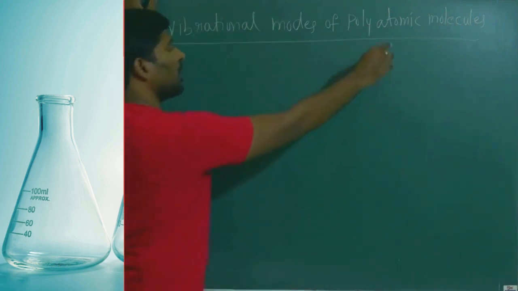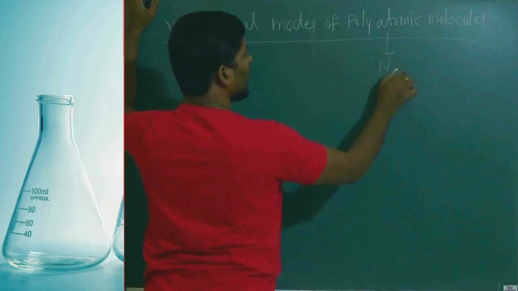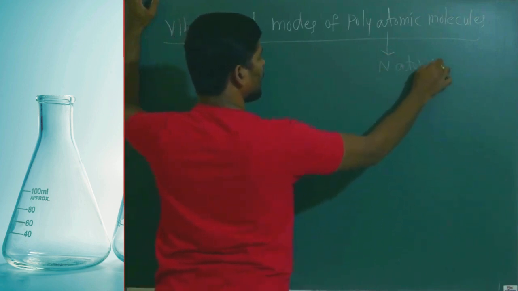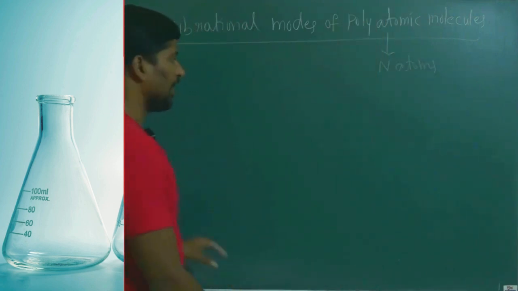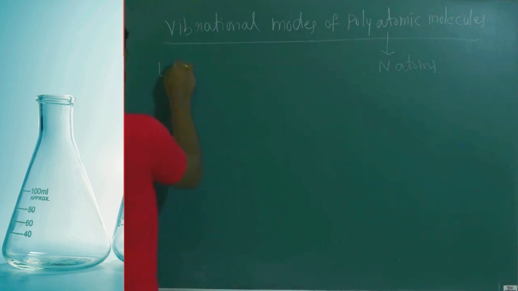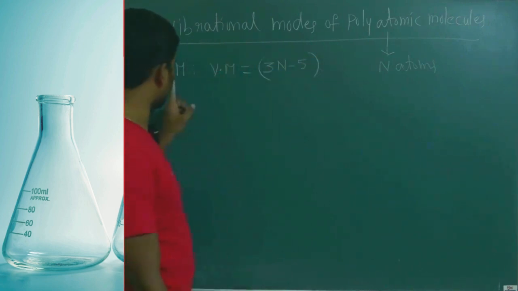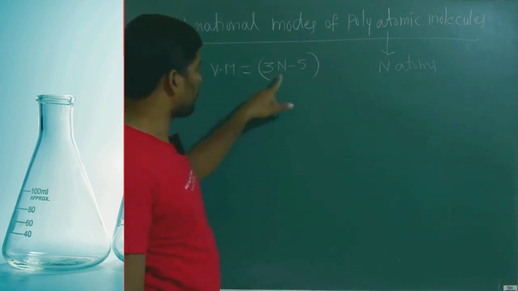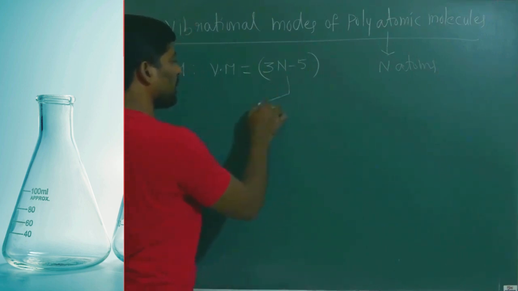Okay, I am taking a polyatomic molecule containing n atoms. If it is a linear molecule, how many vibrational motions are possible? The number of vibrational motions is 3n minus 5. For a linear molecule, the number of vibrational motions possible is 3n minus 5. Out of 3n minus 5, n minus 1 are stretching vibrations.